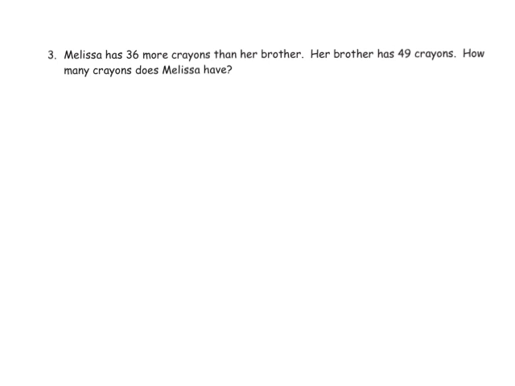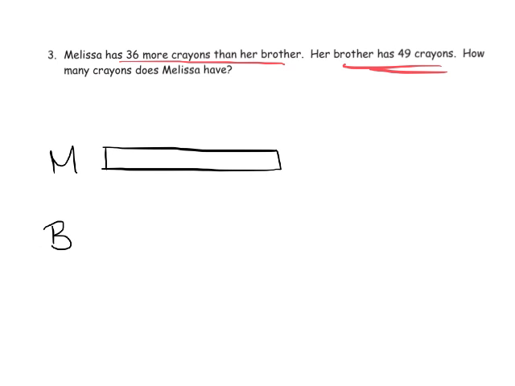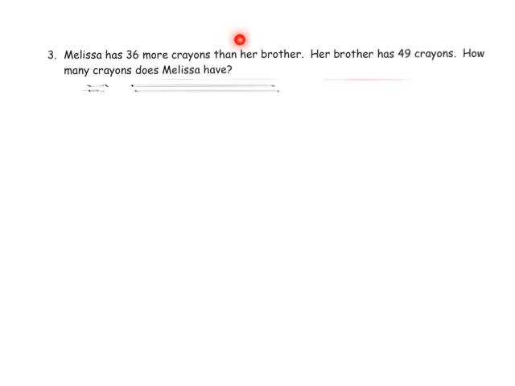Now we're just going to practice with a couple of word problems. So it says Melissa has 36 more crayons than her brother. Her brother has 49 crayons. First thing I want to do is show you how I would model this with a tape diagram. Now I noticed that we have Melissa and her brother. So I'm going to do M and B, and I'm going to start off with both of them being identical tape diagrams. Then I'm going to go back and read the question. It says Melissa has 36 more crayons than her brother.